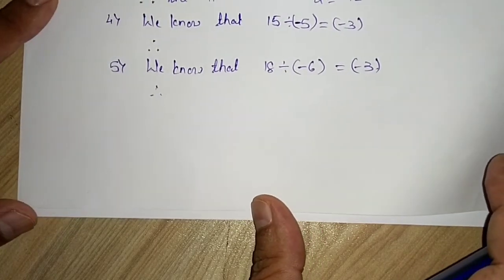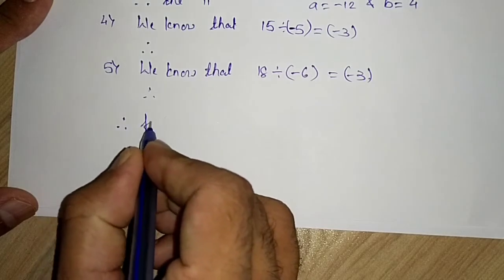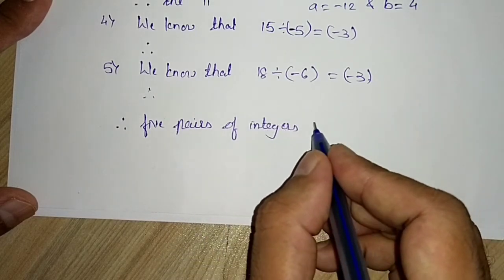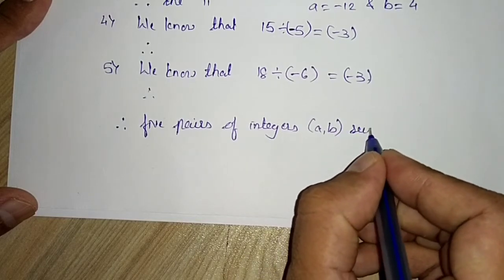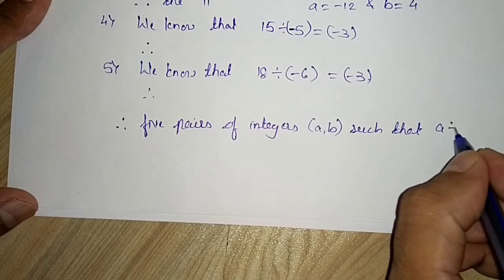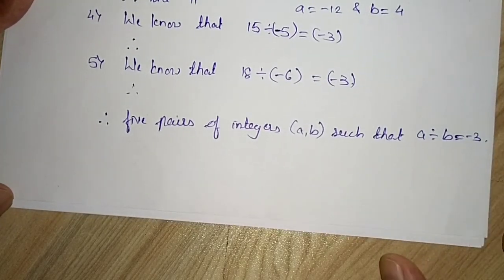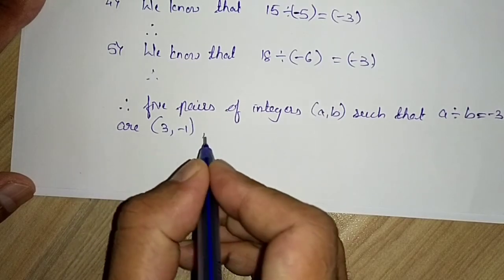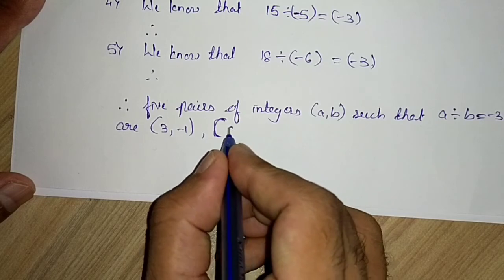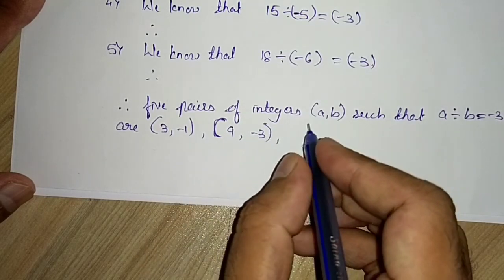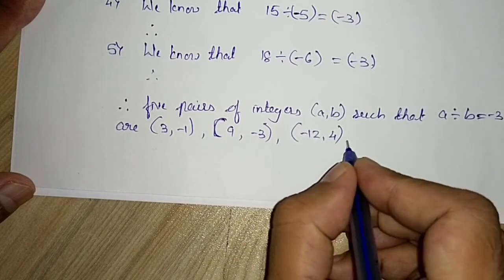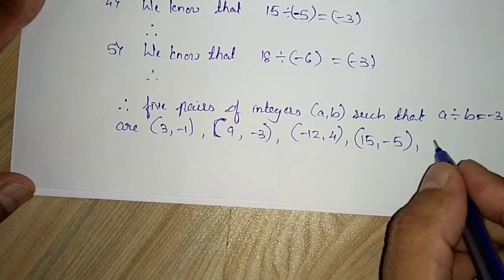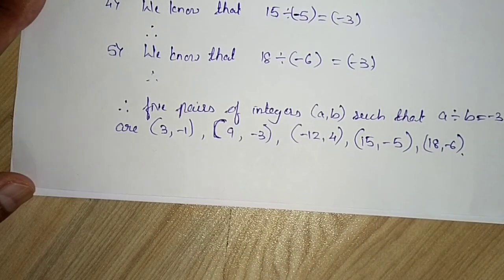And lastly, we will write: therefore, 5 pairs of integers a, b such that a divided by b is equal to minus 3 are: first we got 3, minus 1; second 9, minus 3; third minus 12, 4; fourth is 15, minus 5; and last is 18, minus 6. So this was our answer.